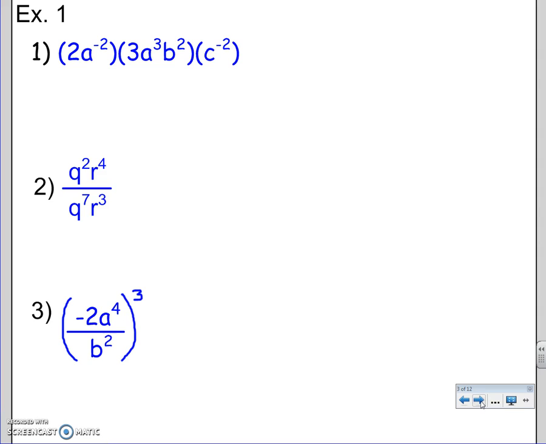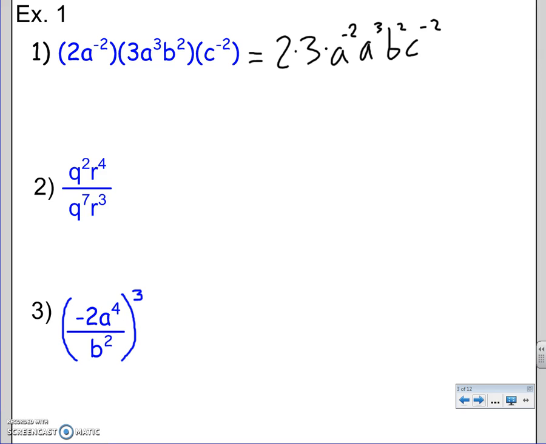So here's some examples. We might use different properties, but for this first one, there are no exponents outside the parentheses. So I'm not distributing them. There's no power to a power. Technically, the parentheses don't even matter. So I'm going to rearrange it. I'll put all the numbers in front and all the letters together. So this is the same thing as 2 times 3, there are no more numbers, times a to the negative 2nd power, times a cubed, b squared, and c to the negative 2.